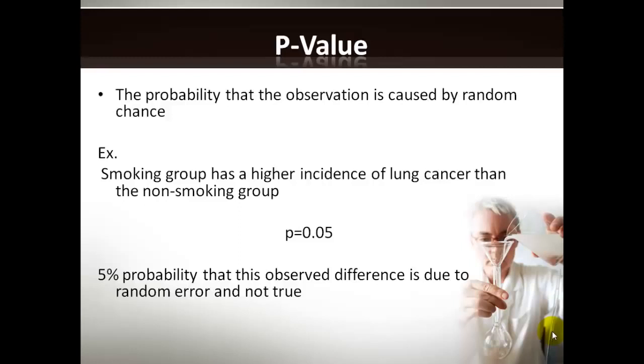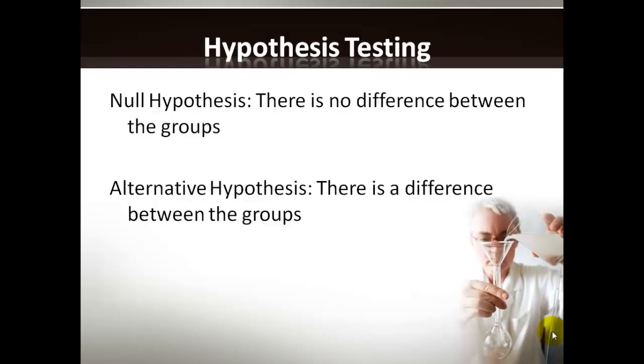So if there's a 5% probability that this observation is due to random error, then this means there's evidence against the null hypothesis. Because if there's only a 5% chance that there is no difference, then the alternative hypothesis is more likely.